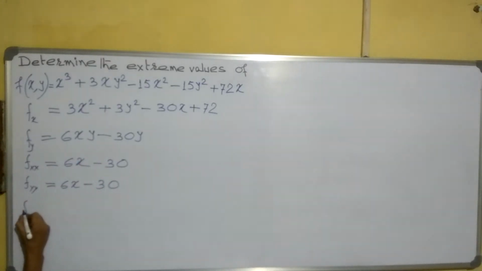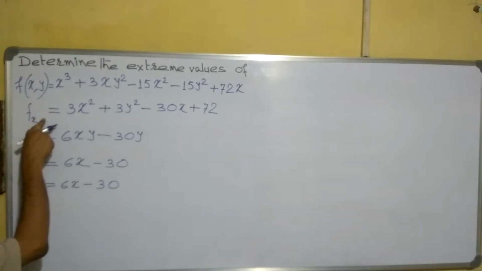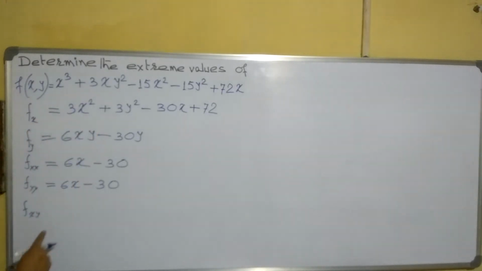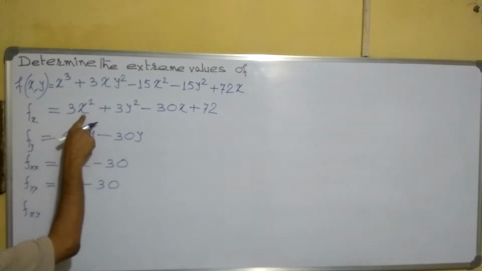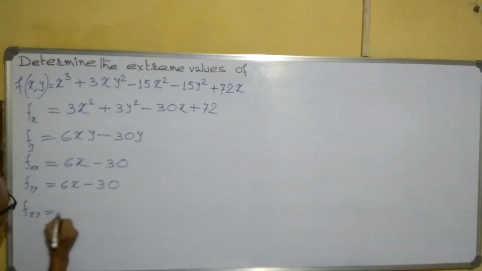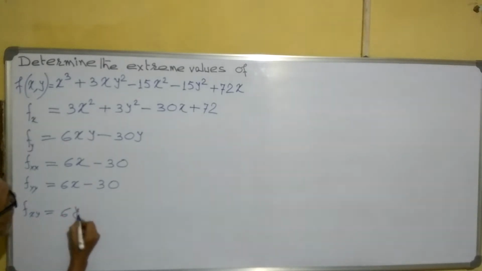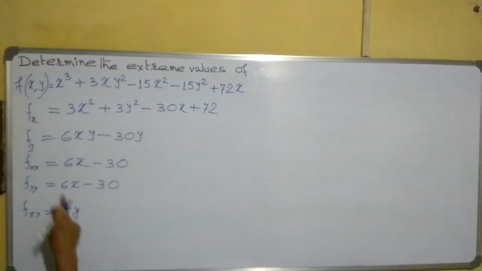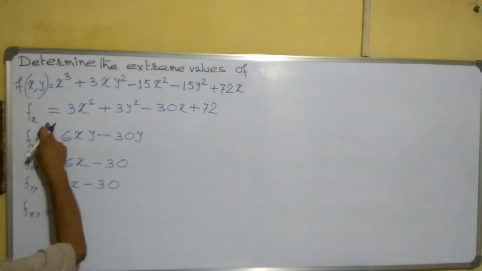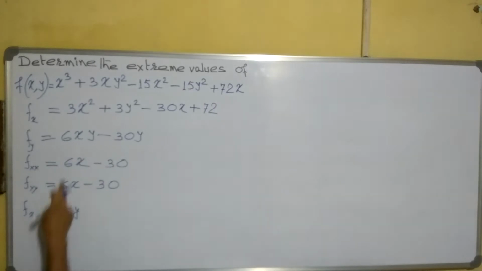Now fxy, you know these things. fxy means differentiating fx with respect to y. Now if we differentiate this with respect to y, this one will be 0, so it becomes 6y, this is 0, this is 0. fxy is coming 6y.